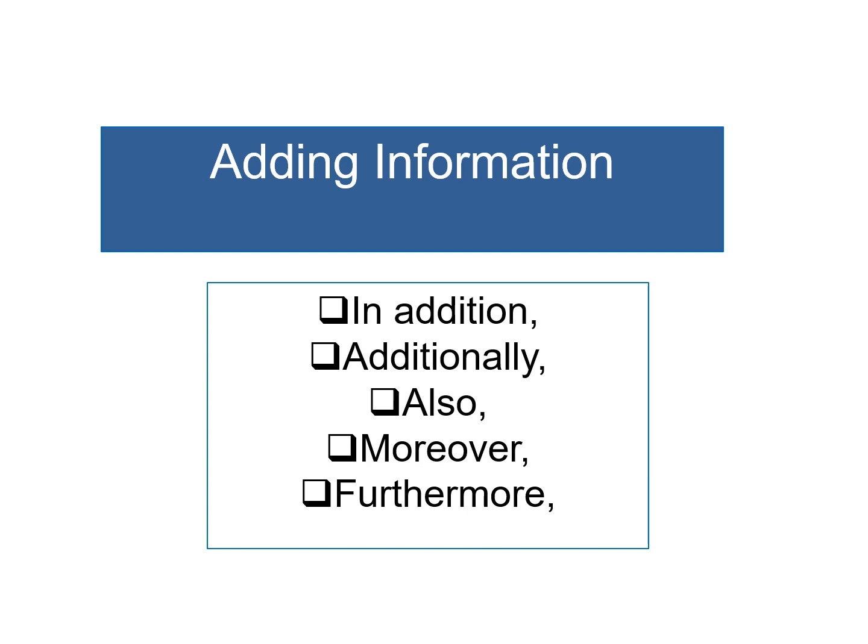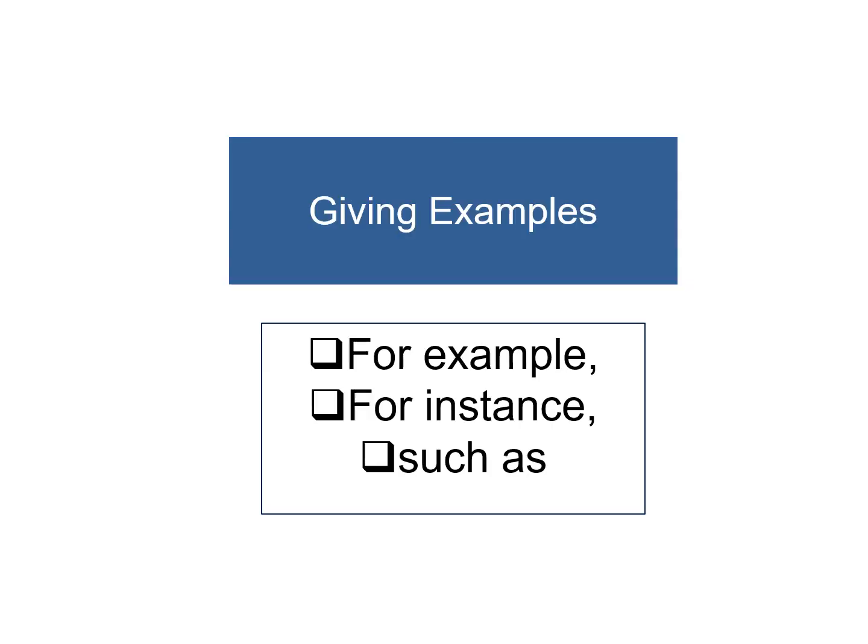You have given one idea and you want to introduce another idea. You want to give extra information about the topic by giving another idea. At that time, you can use these linking words: in addition, additionally, also, moreover, and furthermore.